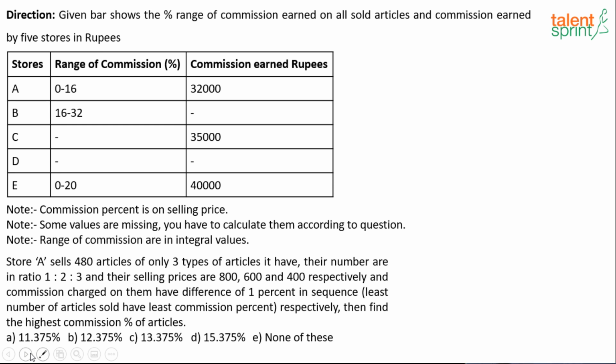So here's the question. Store A sells 480 articles of only 3 types of articles it has. Their numbers are in the ratio 1:2:3, and their selling prices are 800, 600 and 400 respectively. And commission charged on them have a difference of 1% in sequence. Least number of articles sold have least commission percent respectively. Then find the highest commission percentage of articles. So you have all the data there. 1 minute with this and your clock starts now. Understand the question carefully and then mark your answer.